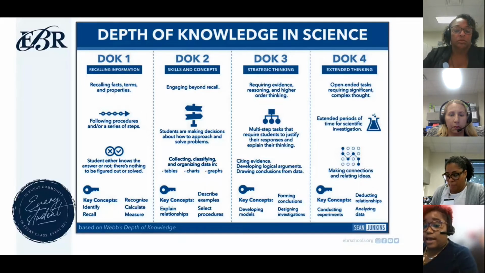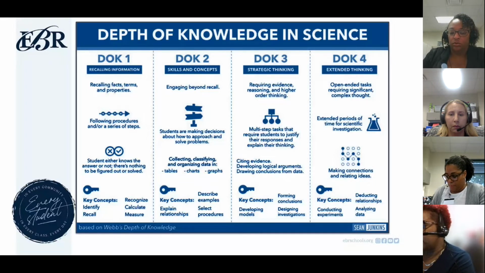When we get up to the top level, which is DOK 4, and again, if you go back and look at that 5E model, that falls into that final category. We want to look at extending thinking, and open-ended tasks requiring significant and complex thought.